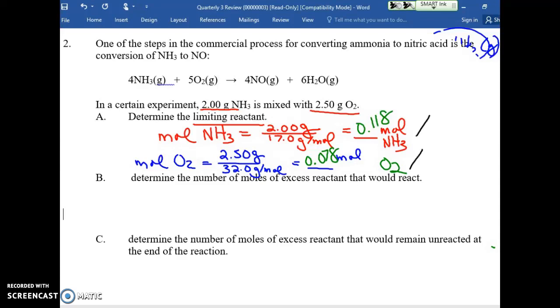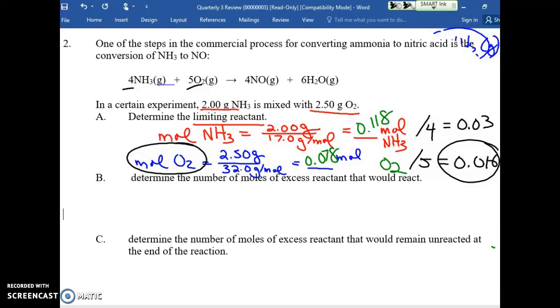Remember, I have to divide both of these by the coefficient. The coefficient in front of NH3 is 4. In front of O2 is 5. So the moles divided by a coefficient here is 0.03 roughly. Down here is 0.016. That's the smaller number. That means in this case, O2 is the limiting reagent.